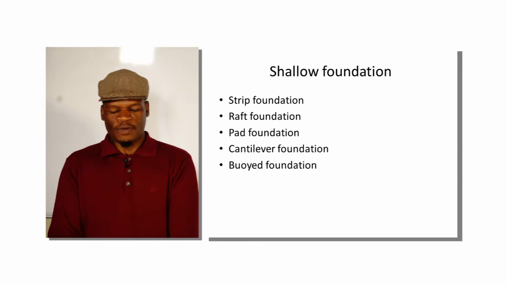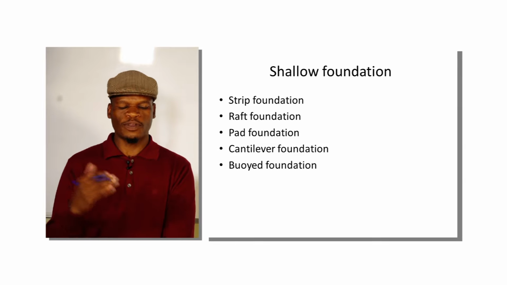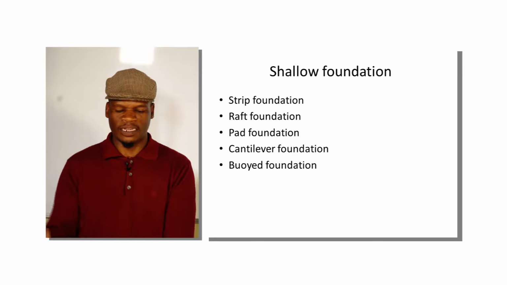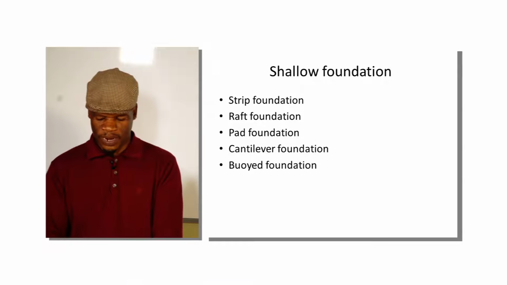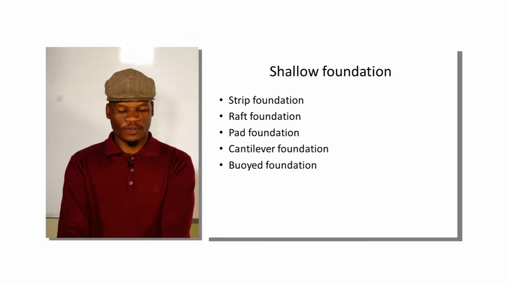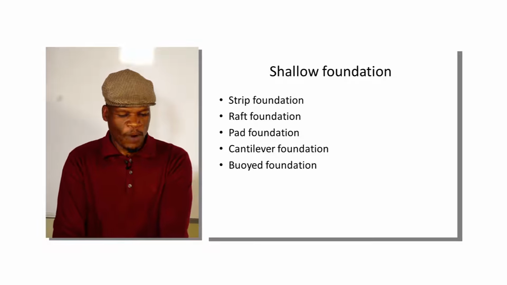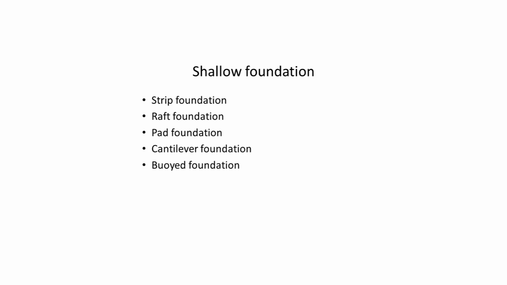So the types of shallow foundation, as we have indicated, are the ones where you can cut or dig the ground using your own hands without any equipment. There are 5 types of shallow foundation. Number one is your strip foundation. Then you have your raft foundation, your pad foundation, your cantilever foundation, and lastly your buoyed foundation. I'll just show you exactly how they look in reality so that you can relate when it comes to your exam.